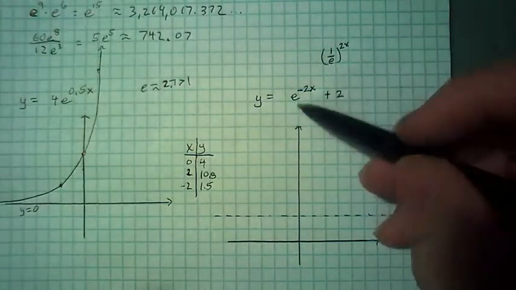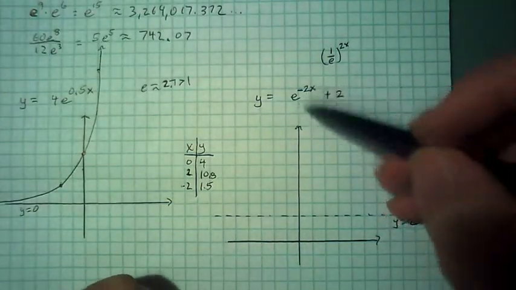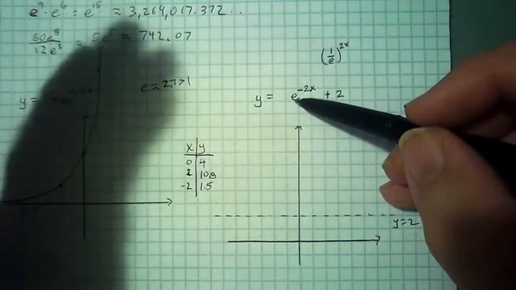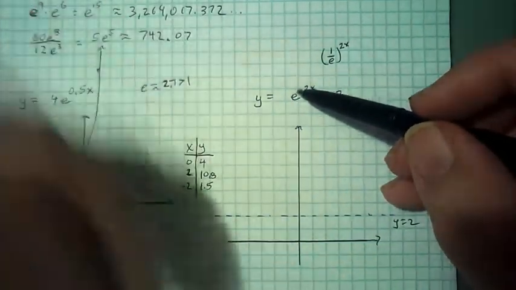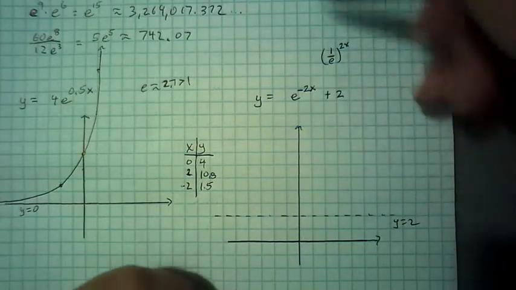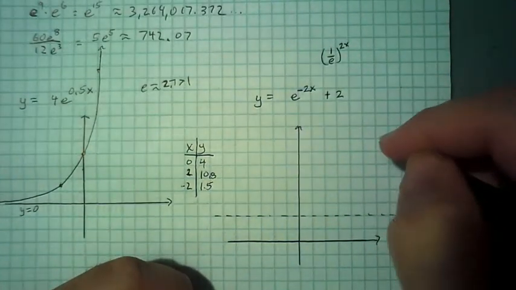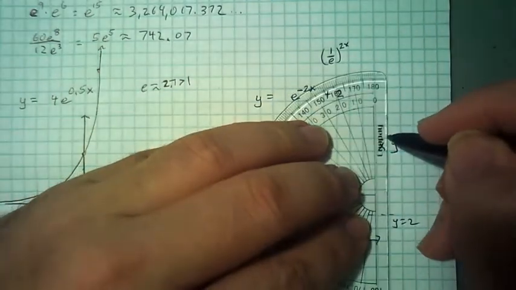And that'll be true even if it's not e. If this were a 4, it would still be decay. If this were a 1/3, which is less than 1, the negative would flip it around and it would become growth. Now that I have my asymptote and I know it's going to be growth or decay, I'm going to find a couple of points.